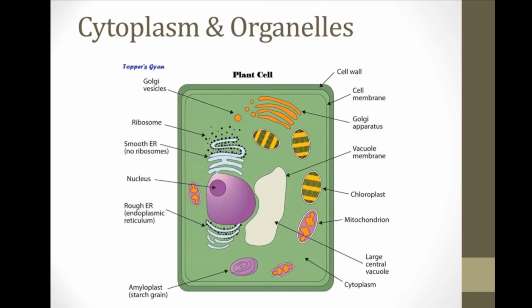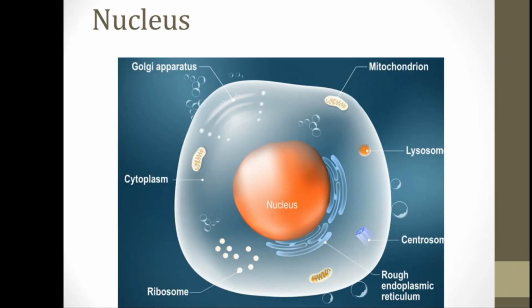Cytoplasm. A jelly-like substance between the nucleus and cell membrane is called cytoplasm. Cytoplasm holds various other components called organelles. They are Golgi bodies, vacuole, mitochondria, ribosomes, plastids, etc.